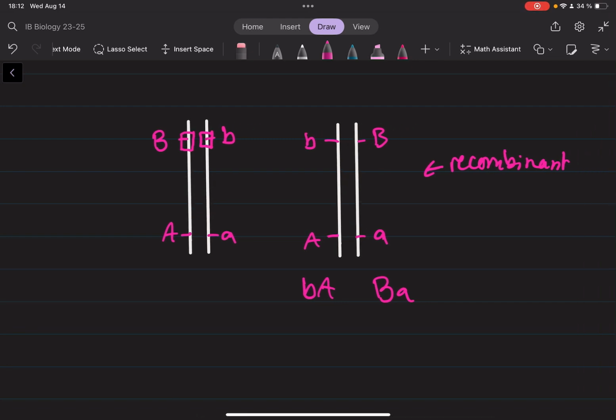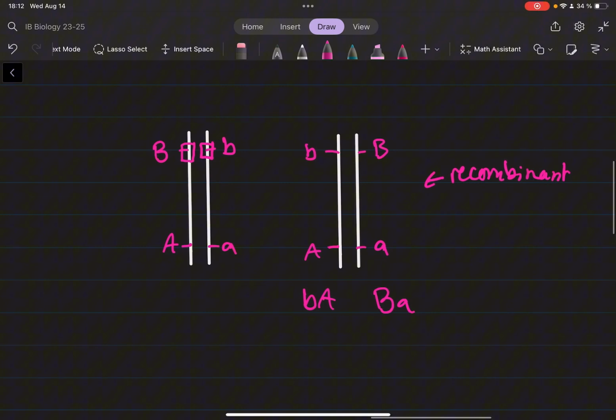Now this doesn't always work. So for example, if the gene for hair was found really close to the gene for eyes, and then this part over here was crossed over, you would still have the same combination of genes. So it doesn't matter that a recombination happened, but in our case, let's say that the recombination happened where the genes are found.